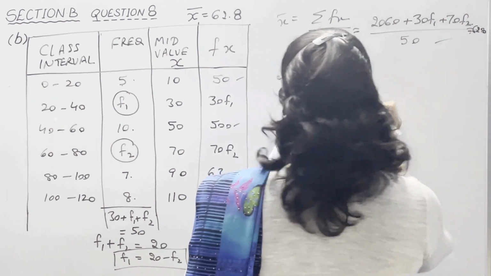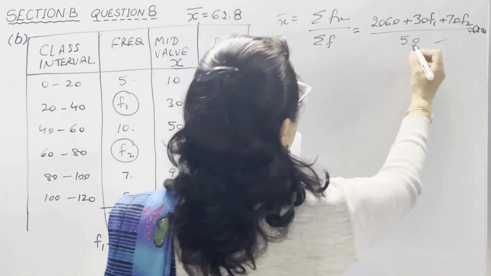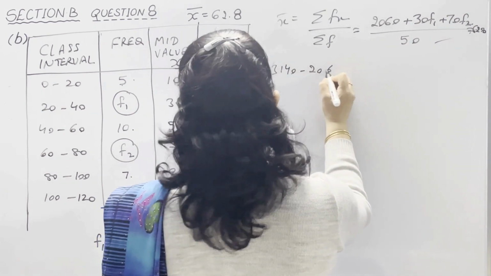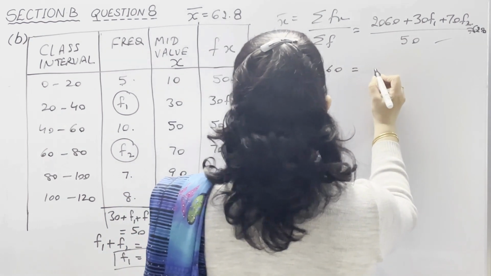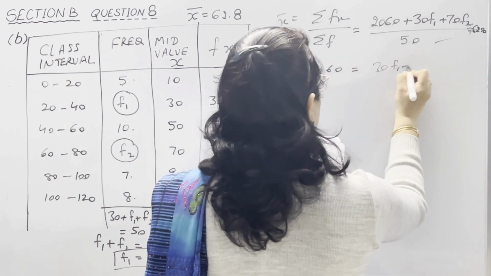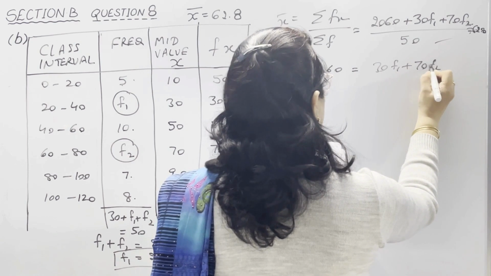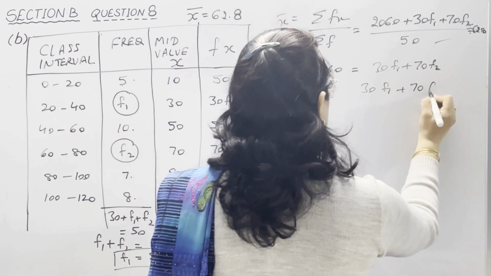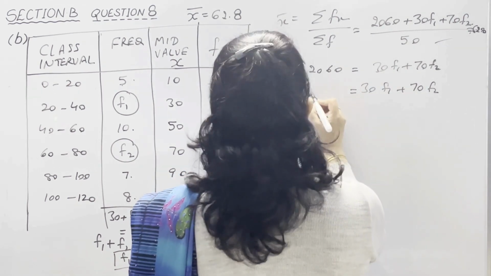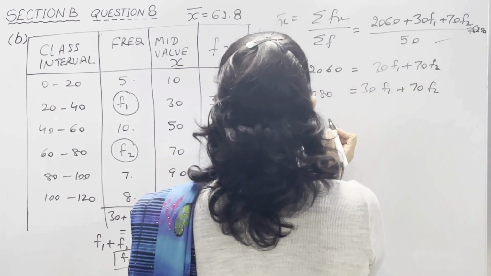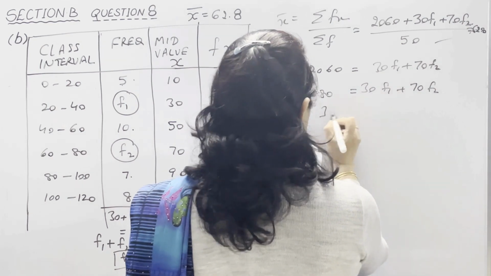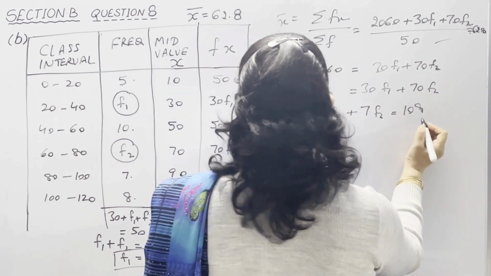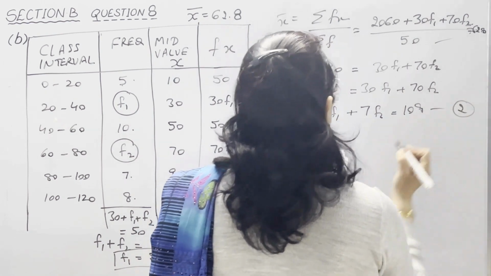So just cross multiply them. After cross multiplying, we will get 3140 minus 2060 is equal to 30 F1 plus 70 F2. Or again simplifying, after subtracting we will get 1080. We can take 10 common. So 3F1 plus 7F2 is equal to 108. This is our second equation.